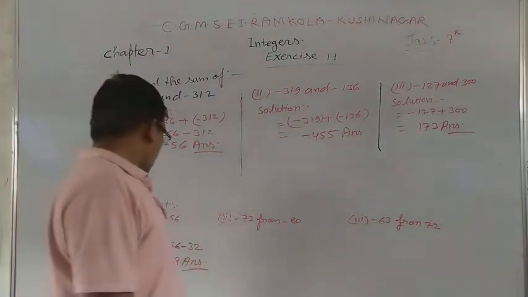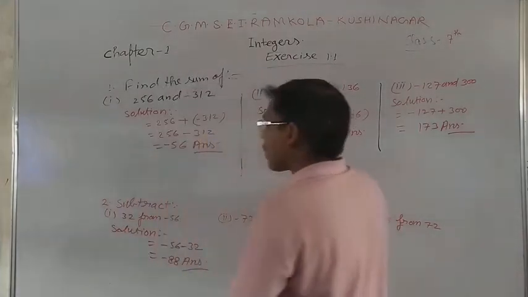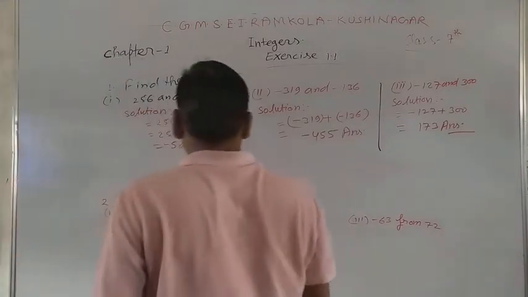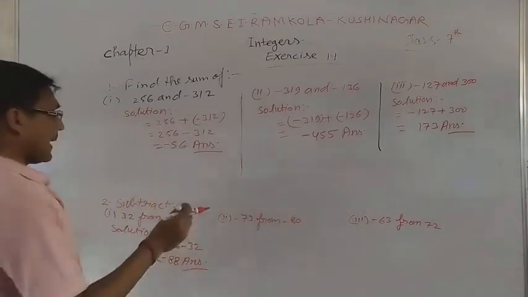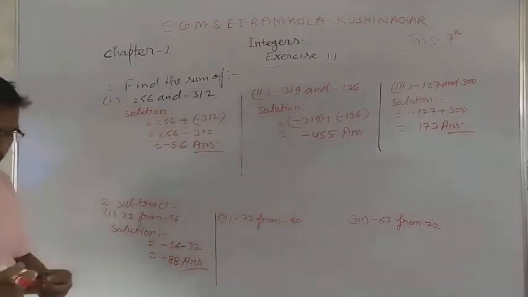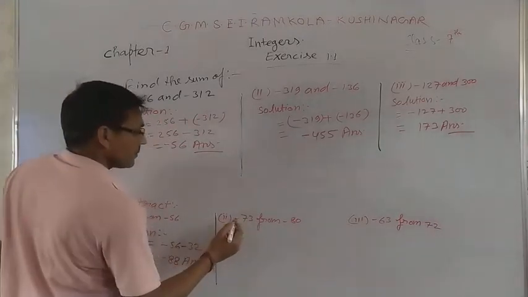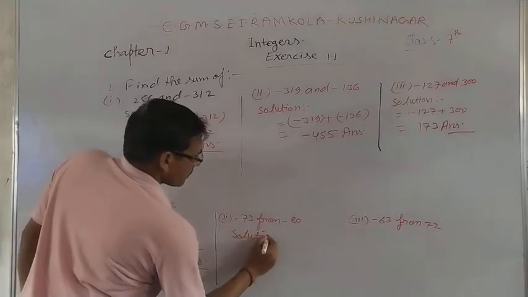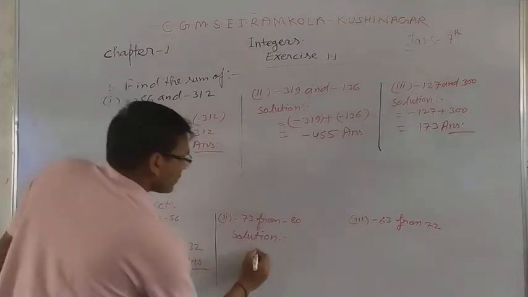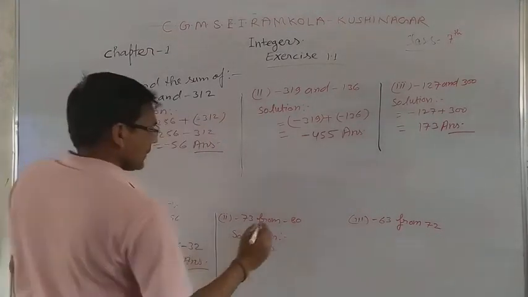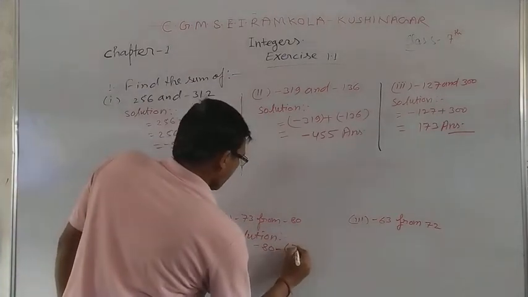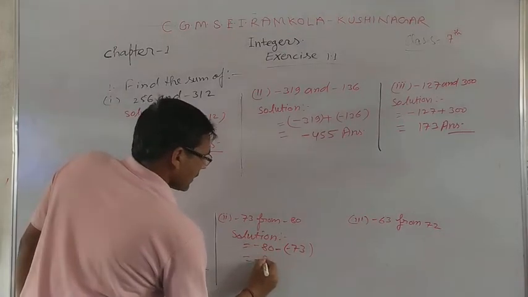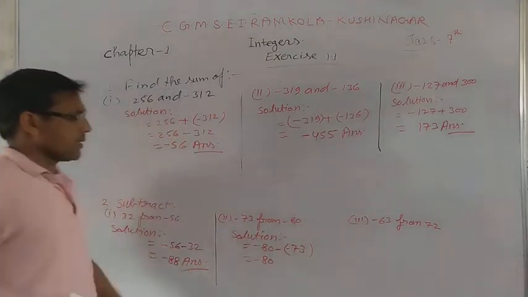So here is the solution for the question number two. First, the second is minus 80 minus 73. Here it is minus 80 minus plus.